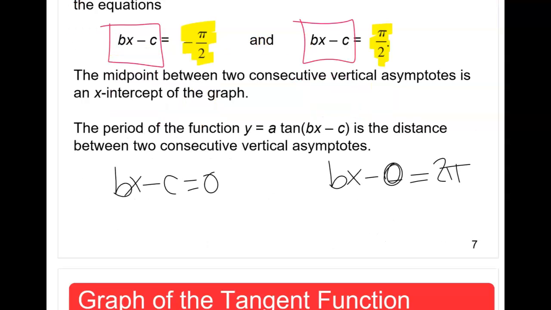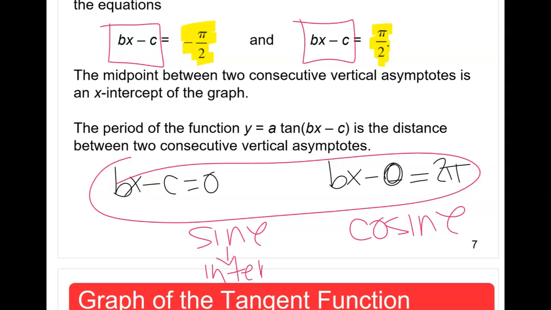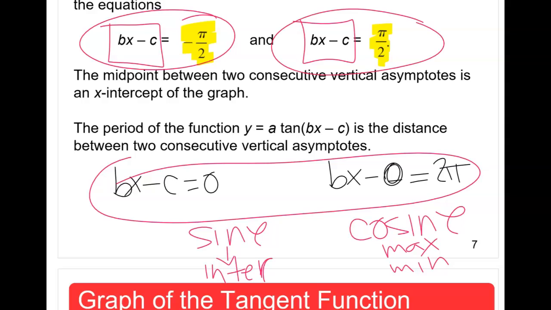So let me just write it down. We use these two equations with sine function and cosine function. We did it with sine function to find the intercepts, or our starting and ending points, which typically are x-intercepts unless there's a vertical shift. And then with cosine, we did that to figure out where our maximum or minimum points were going to be located. So for tangent, we are concerned about those two equations to find two consecutive vertical asymptotes.